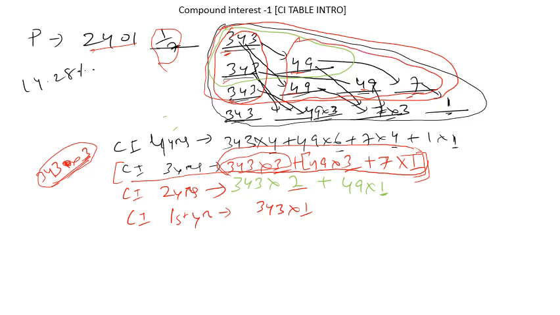For 2 years also, the simple interest will be 343 plus 343, that means 343 into 2, and the compound interest will be this whole part. So the difference between CI and SI for 2 years will be only 49. All right, I hope this much is clear. Now let's move to the next part.